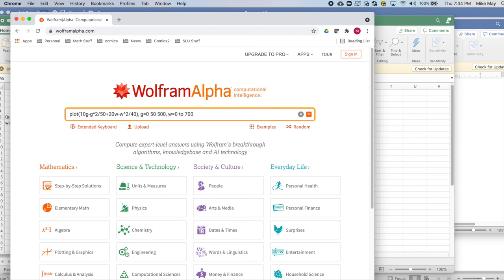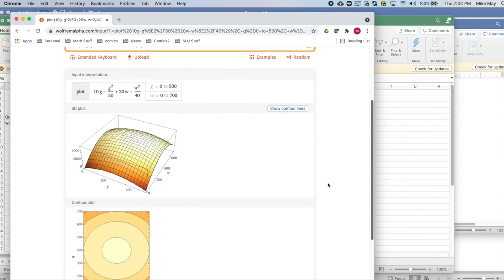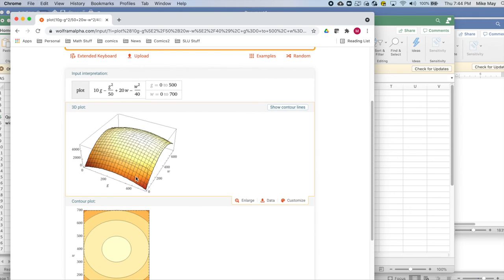I'm going to look at plotting my function where gizmos goes from 0 to 500 and widgets goes from 0 to 700, and this gives me a reasonably good graph. I can either look at the surface graph or the contour graph, and I can show contour lines on my surface graph.